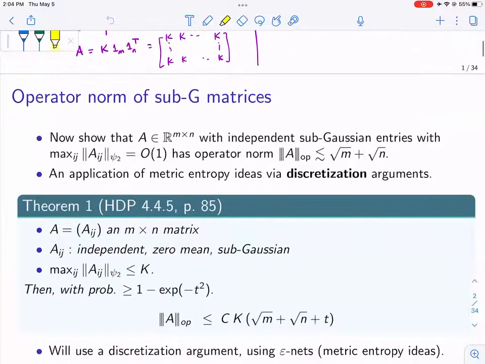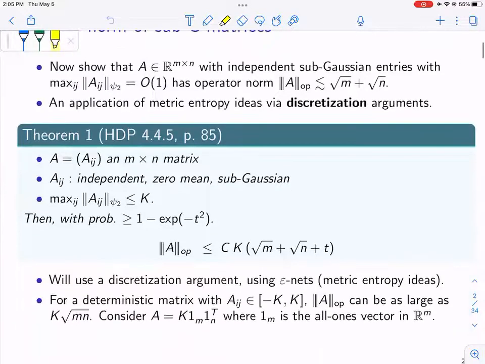So last time we started talking about random matrices, and the result that we want to show now is this bound on the operator norm of sub-Gaussian matrices. If you have a sub-Gaussian matrix, by which we mean a matrix whose entries are independent, zero mean, and sub-Gaussian, with the sub-Gaussian norm bounded by K, then with probability 1 minus e to the negative t squared, the operator norm is going to be controlled by this quantity. And we talked a little bit about why this is a good bound.